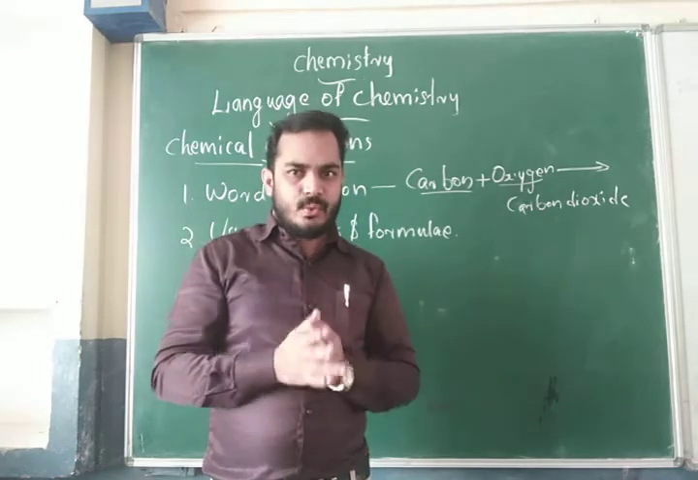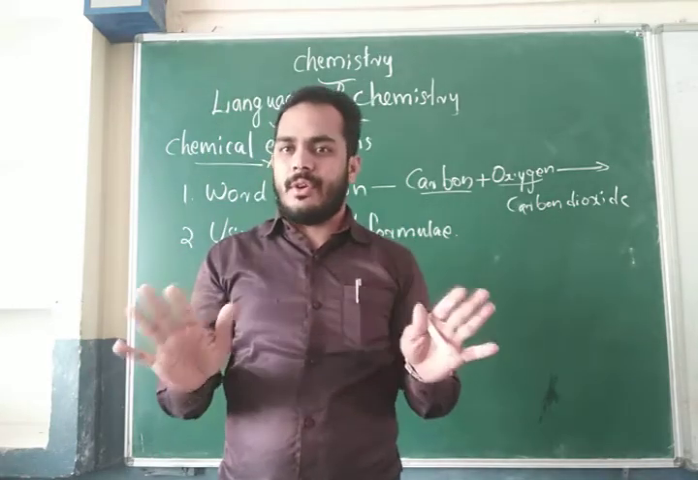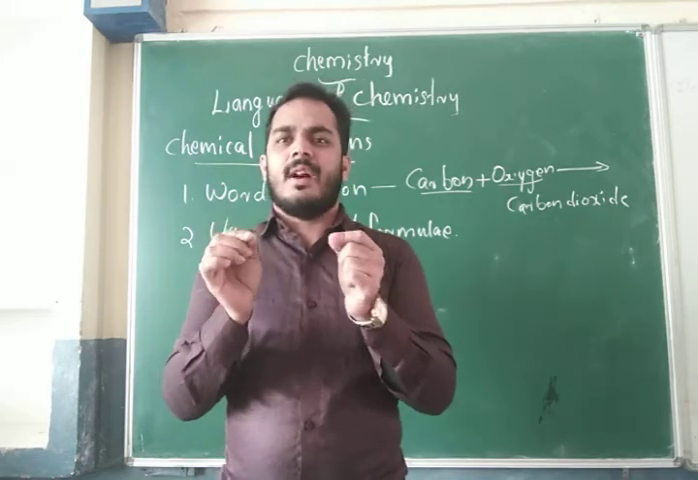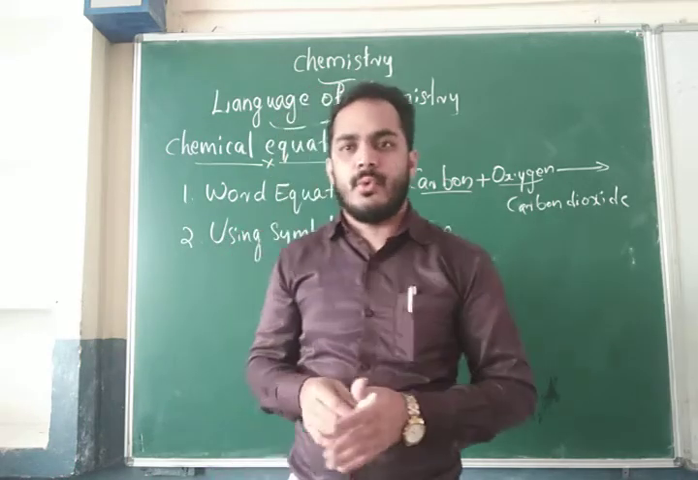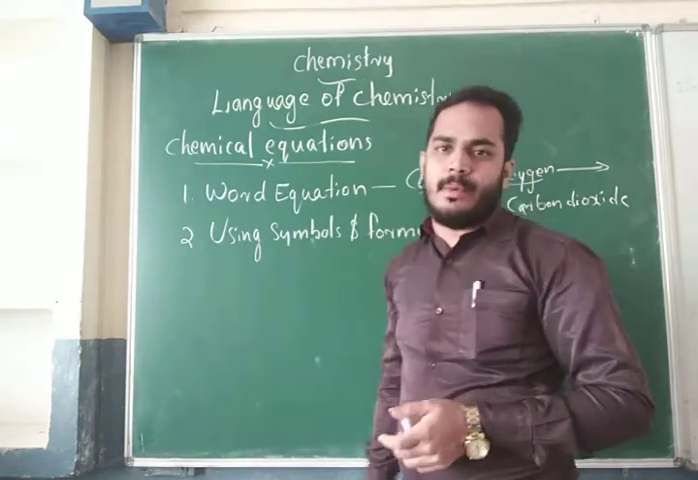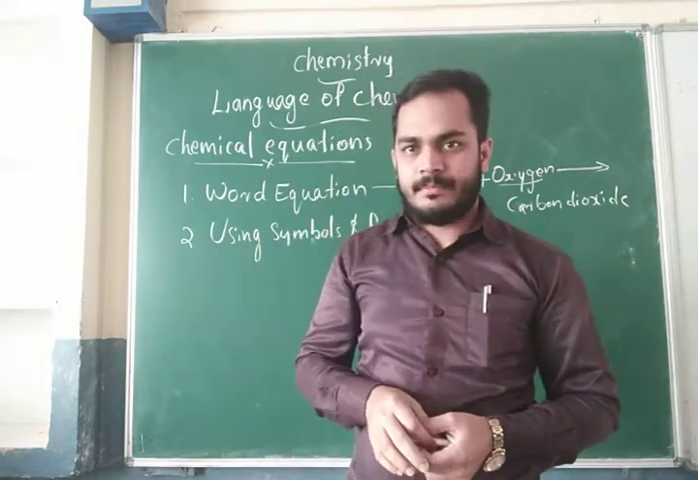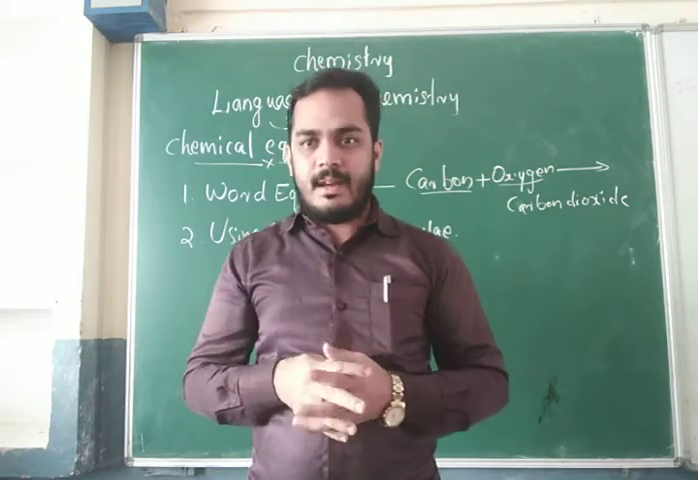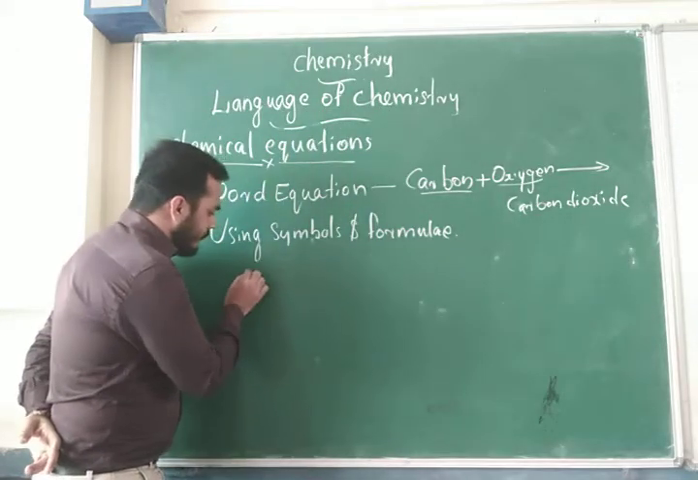I hope all of you understood this. A word equation means only using words, not symbols. This is the first method. We very rarely use this method in chemistry. Almost always we use the second method, using symbols and formulas. It is one of the important methods of representation in chemistry. So I will give you some examples of the second method, using symbols and formulas.